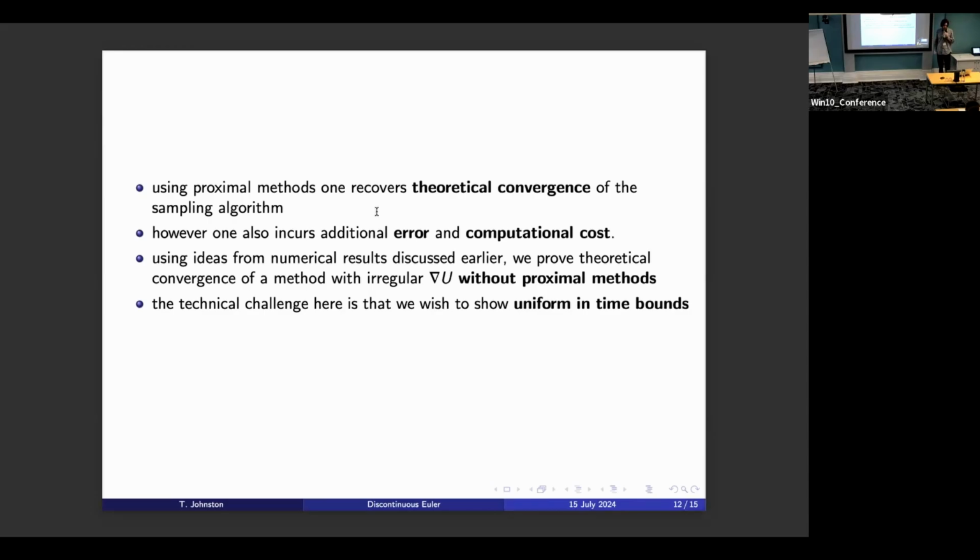However, using the results that we discussed prior, the numeric results, using the smoothing effect of the noise, we have a recent work where we're able to prove theoretical convergence of a sampling algorithm with irregular ∇U, in particular discontinuous ∇U, without using these proximal methods. So the technical challenge of this work was to apply the bounds for the Euler scheme, which are on a finite time interval, to an unbounded time interval. So the technical challenge was to prove uniform in time bounds.